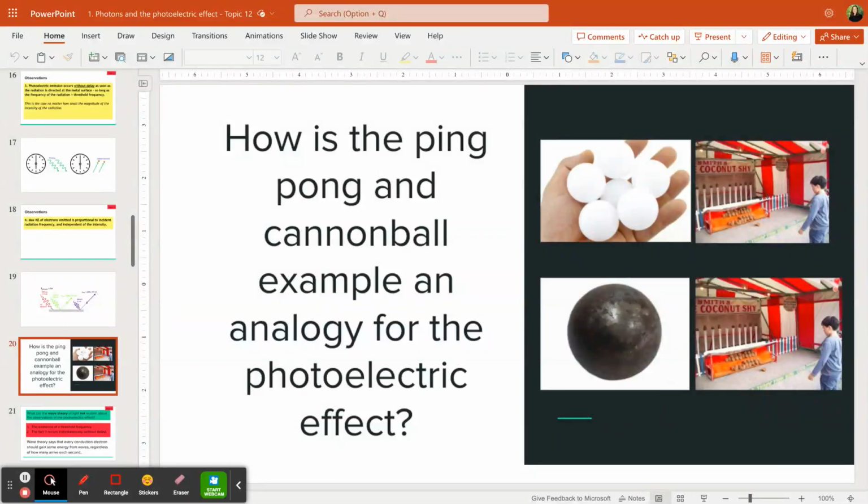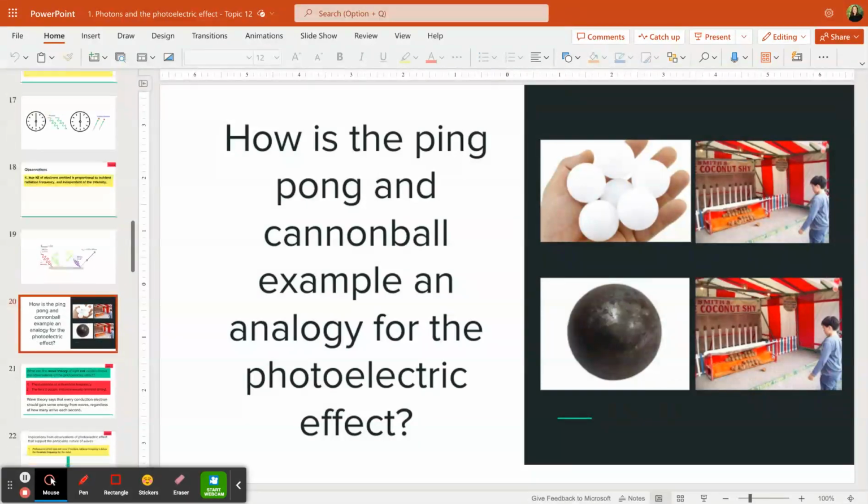The cannonball has high frequency, high energy with it. And so even one of those will be able to knock a coconut off. I don't need a million of them. And so that was the analogy there. It's just a way for you to try and remember it, because there's a lot going on here.